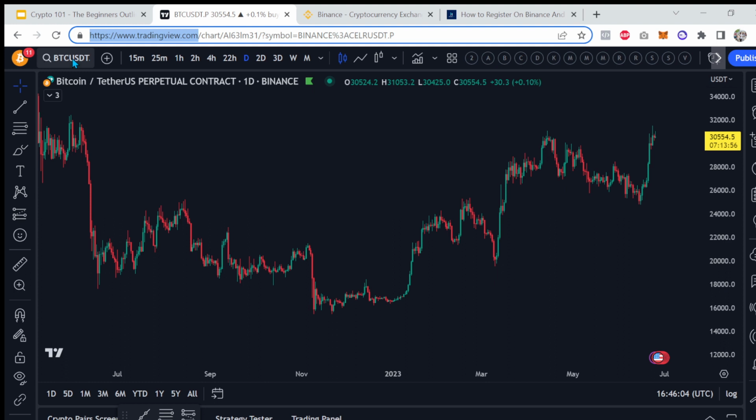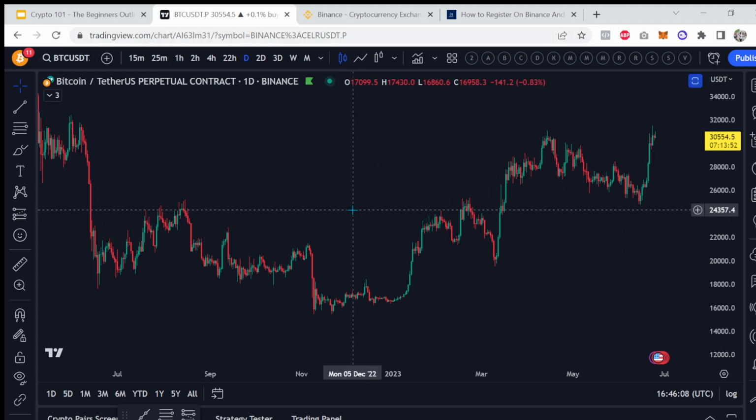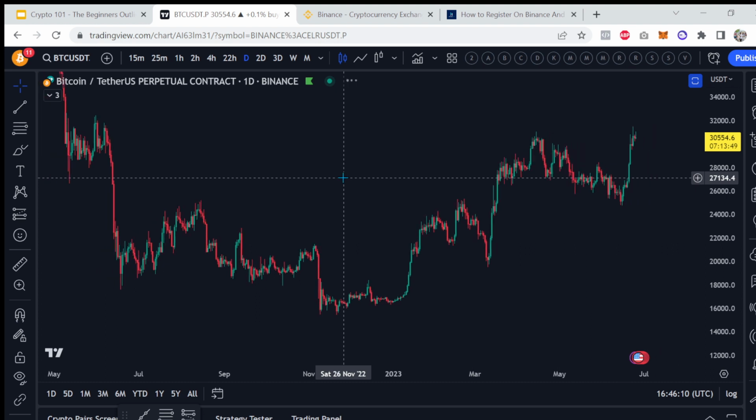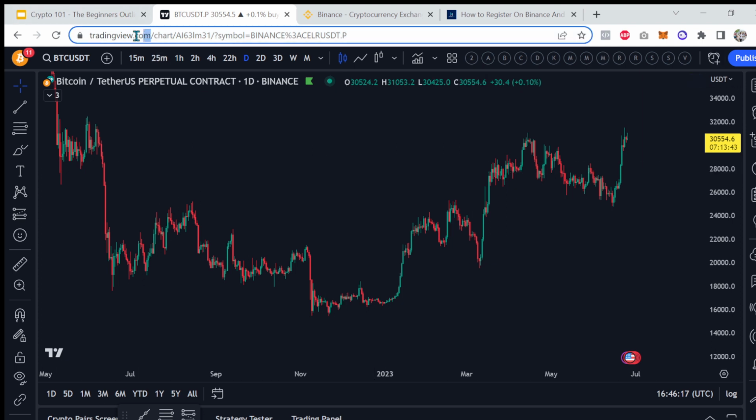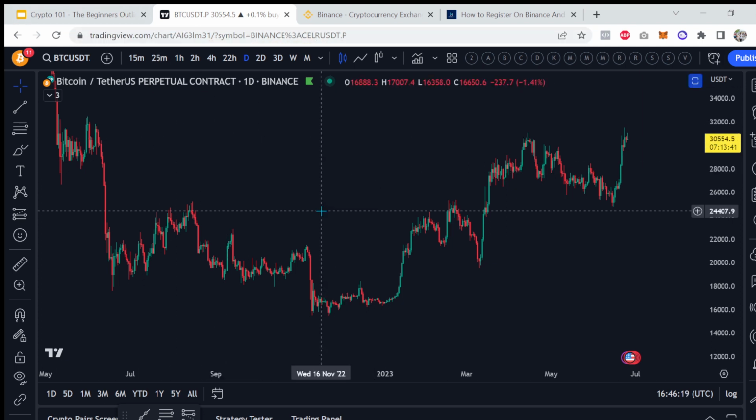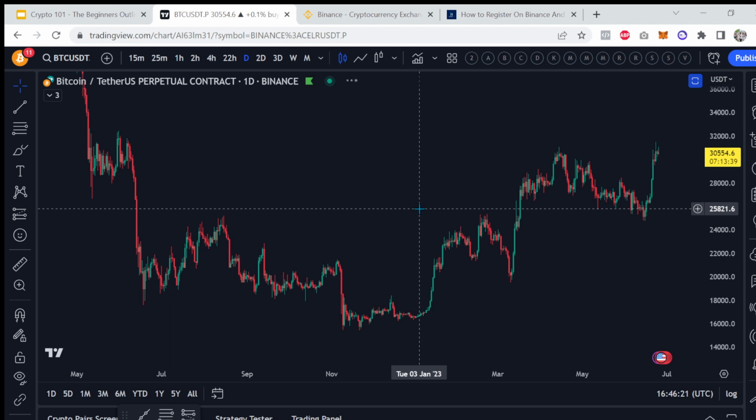So the charting tool I recommend is tradingview.com. That is a charting tool I would recommend you download or get. It's an app on your phone, you can get it on your tablet, and you can get it on the web. This is the web version, tradingview.com, and this is the tool that we're going to be using to do our technical analysis.